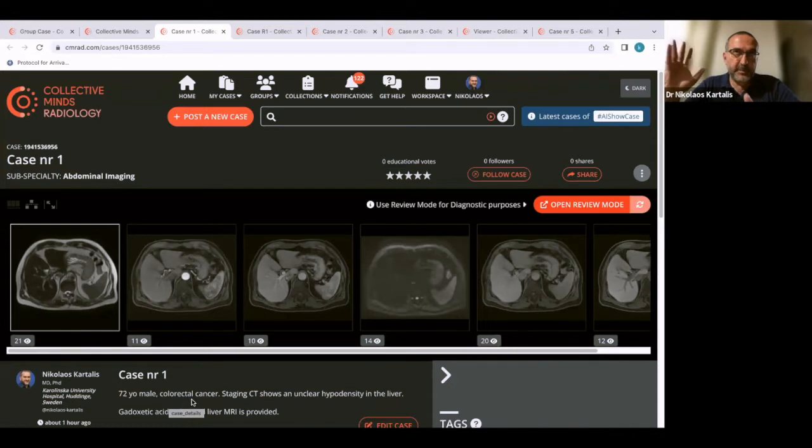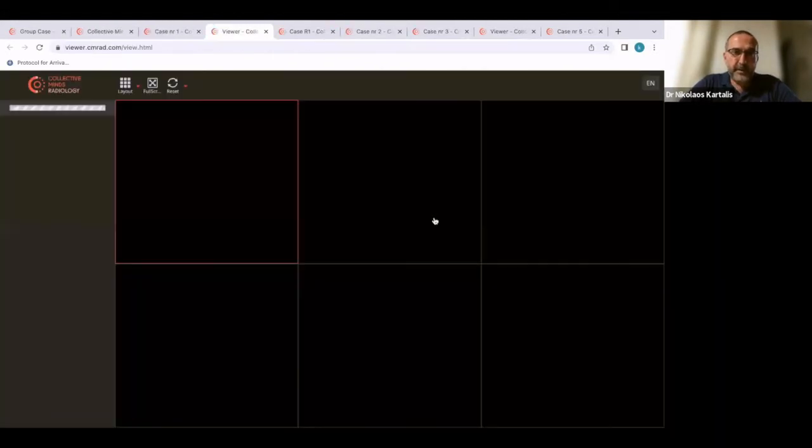So of course, we suspect that there is something in the liver that we need to investigate further. He shows an unclear hypodensity in the liver. So we have the Primovist-enhanced liver MR. So I start with the viewer.